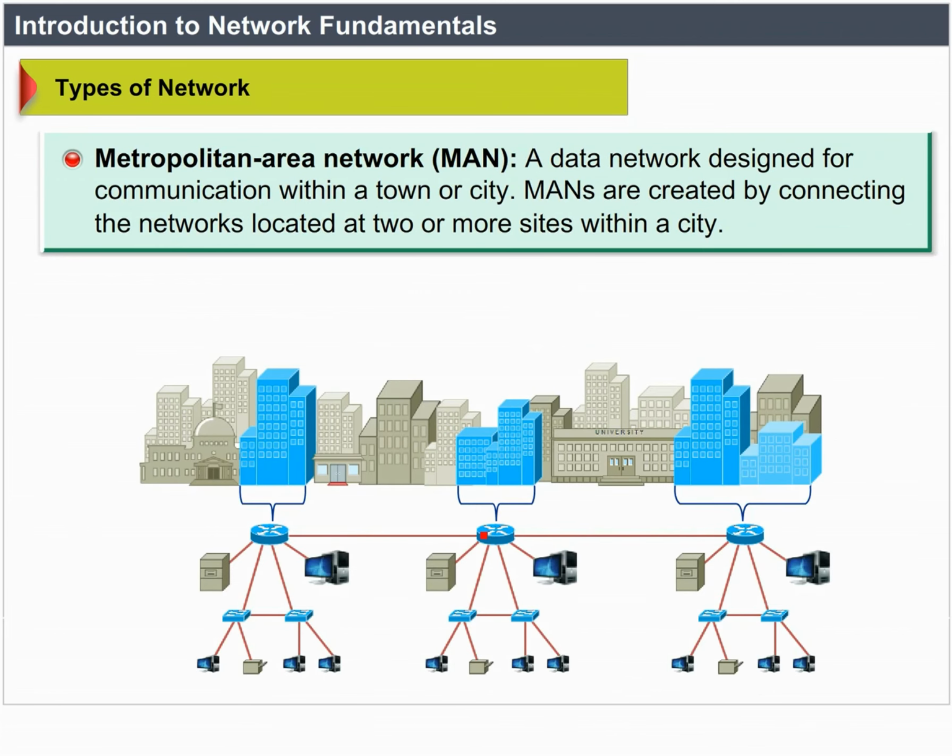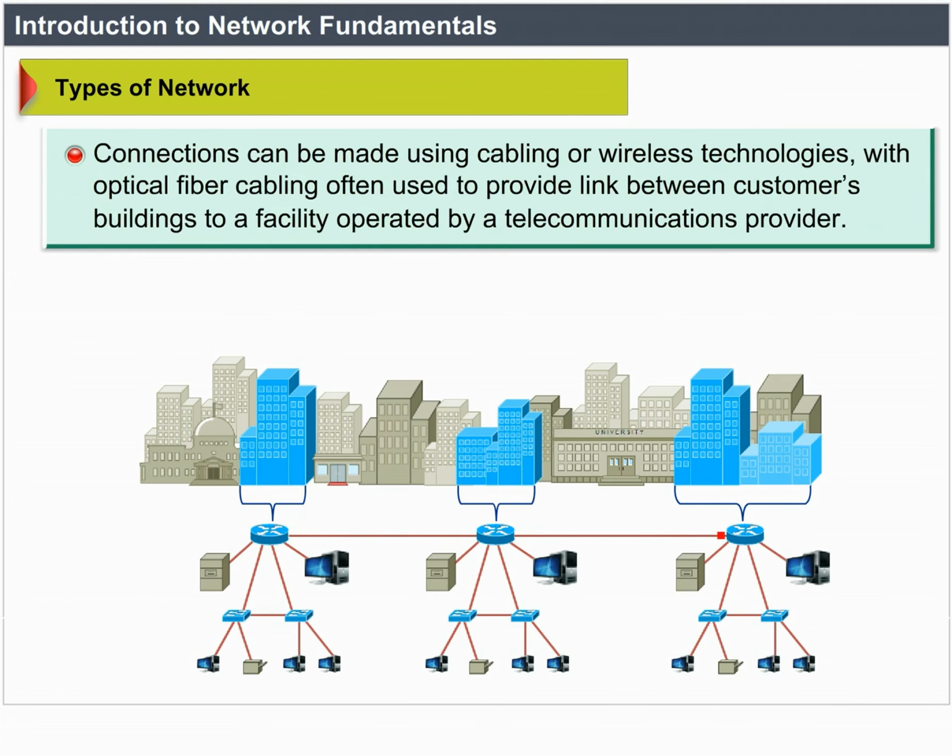Metropolitan Area Network or MAN. A data network designed for a town or city. MANs are created by linking the networks located at two or more sites within a city. Connections can be made using cabling or wireless technologies, with optical fiber cabling often used to link a customer's buildings to a facility operated by a telecommunications provider.